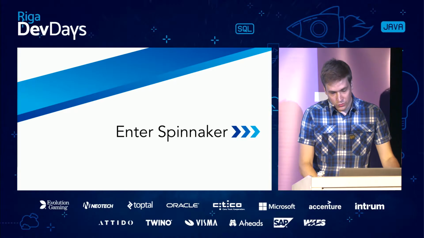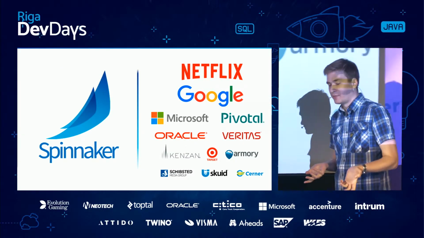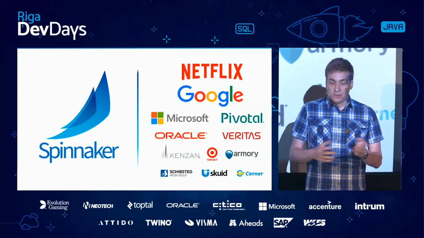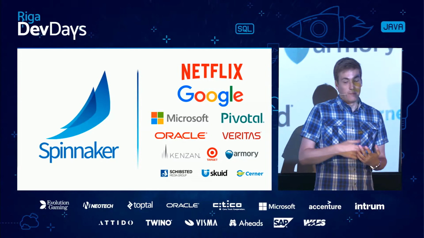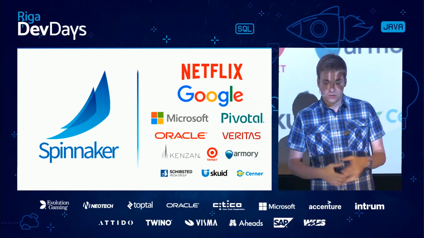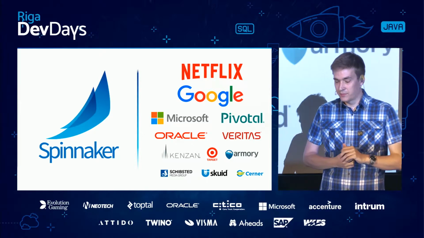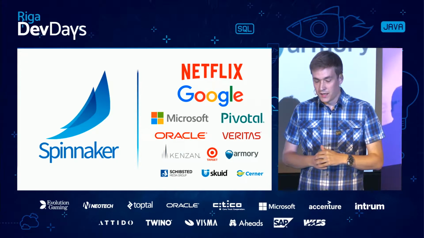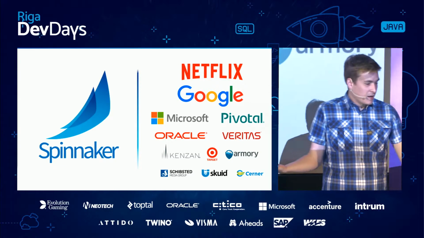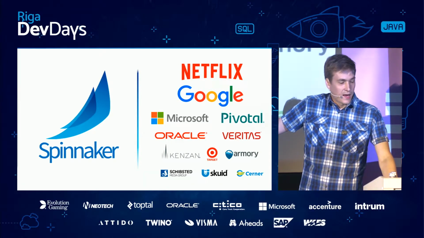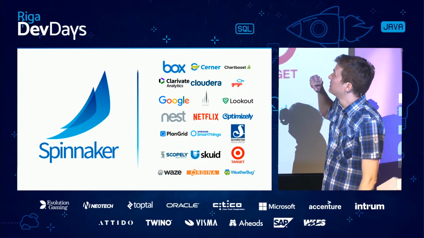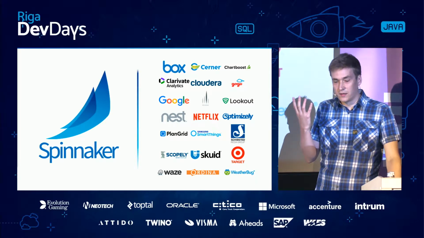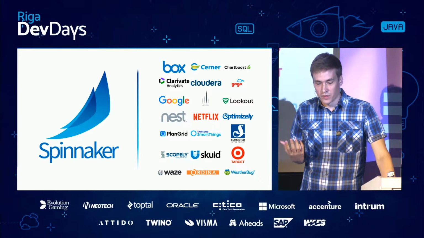Spinnaker is a tool from Netflix. Okay, it's originally built by Netflix. It used to be called Asgard, and then they rebuilt it completely. And it's been open sourced, and it's heavily supported by Google, but also by Microsoft, Pivotal, Oracle. So you can imagine the major clouds supporting it, but also some retailers and some big companies that are contributing. Those companies are using it, are actually contributing to it. There's actually a ton more. I couldn't fit them all on the slide, but there's a lot of community activity going on there.